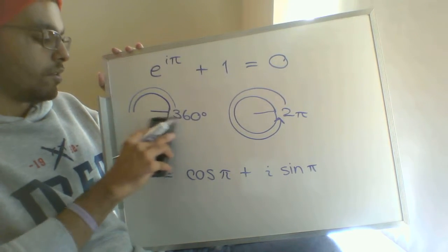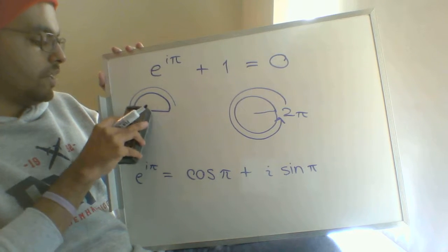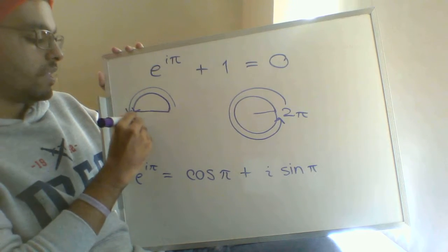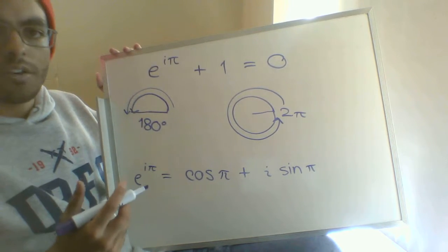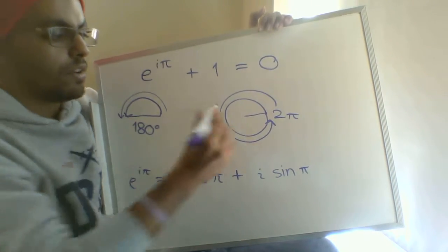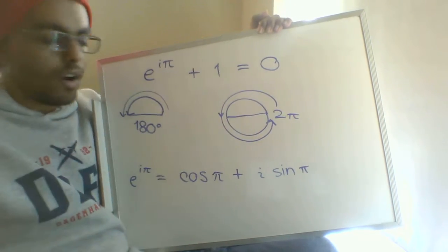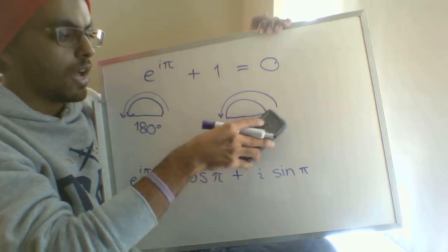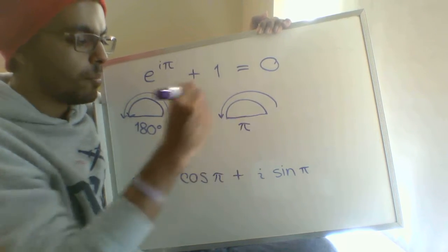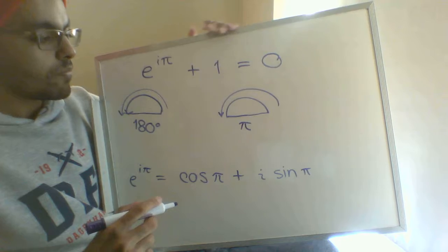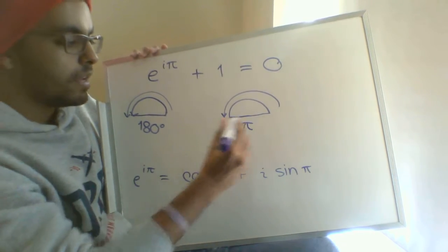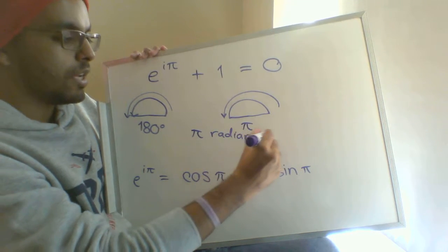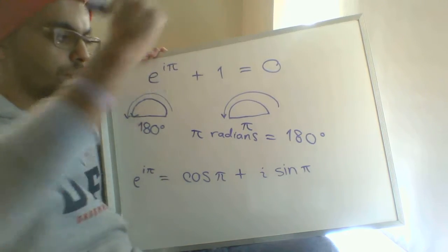All right, so if you go all the way around, that's 360 degrees. Let's say I only go halfway around. Let's say I only go up to there. Well, then that is 360 divided by 2, that's 180 degrees. We already hopefully know that. If I do the same thing here, instead of going all the way around and getting 2 pi radians, I go halfway around and I get pi radians. So that means that pi radians is equal to 180 degrees.